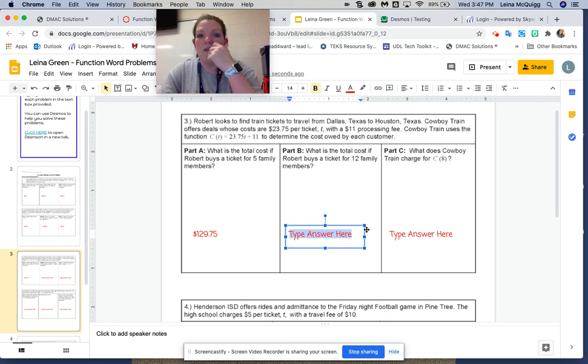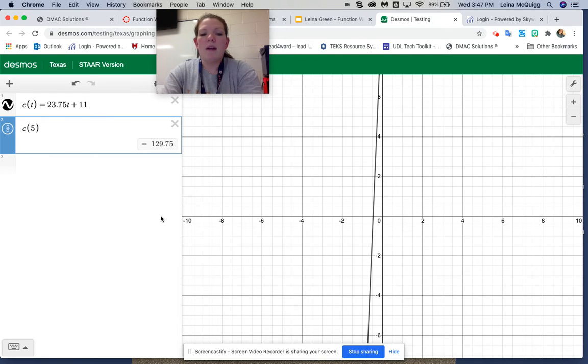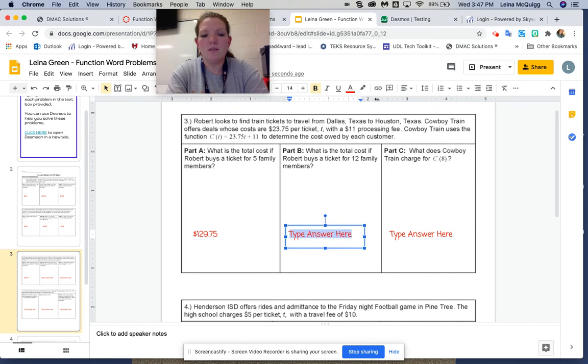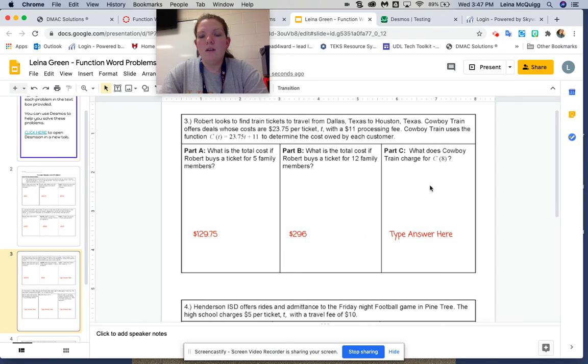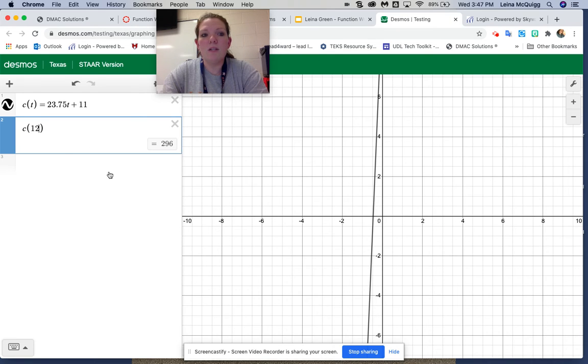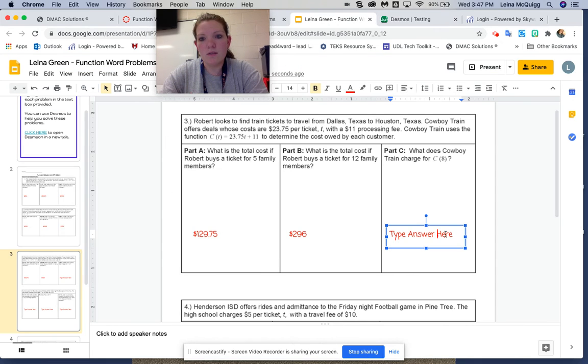What is the total cost if Robert buys a ticket for 12 family members? So now he's not buying for 5, he's buying for 12. It's going to cost him $296. What does Cowboy Train charge for C of 8? So here he wants to buy 8 tickets. What are they going to charge us for 8 tickets? $201.